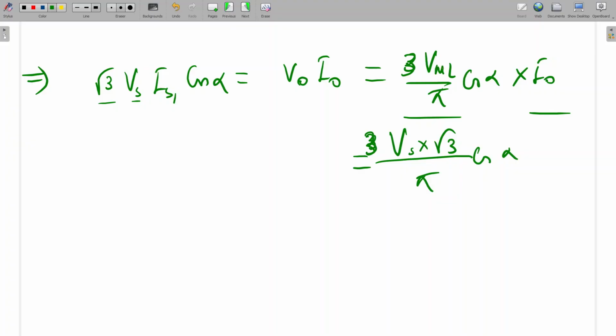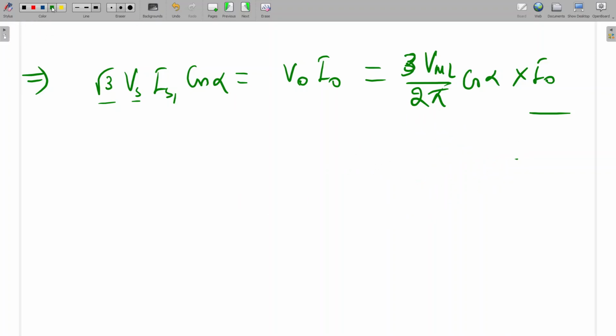3 VML, so this is the maximum line to line. So what will be the RMS? Sir, here 3 VML by 2 pi cos alpha I naught, no, sir. Okay, okay, average. One second. Okay, this was the mistake. Now one by one we will do.